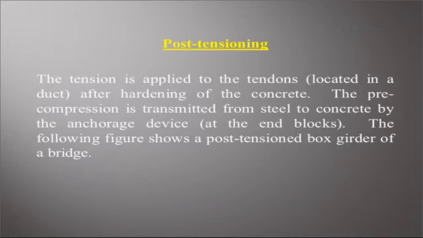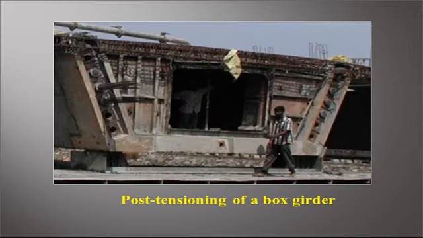Now, post-tensioning, the tension is applied to the tendon located in the duct after hardening of concrete. The pre-compression is transmitted from steel to concrete by the anchorage device at the end blocks. The following figure shows the post-tensioning. This is the box girder, and these are the means of prestressing. Tendons are there, and after hardening or after the desired curing period, we can tension this girder. That is called the post-tensioning method.